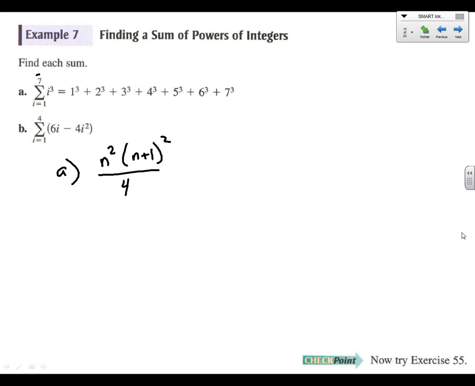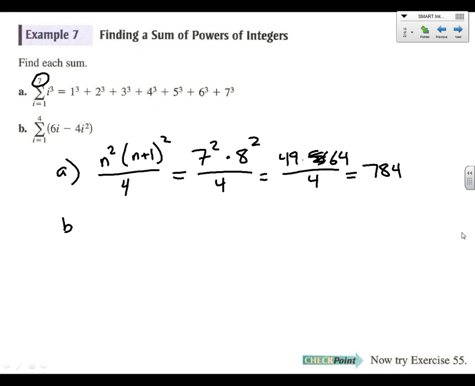In this problem, n is going to be 7. So 7 squared times 7 plus 1 squared all over 4. That's 49 times 56. 56 times 64, sorry, over 4. And 49 times 64 over 4 turns out to be 784.